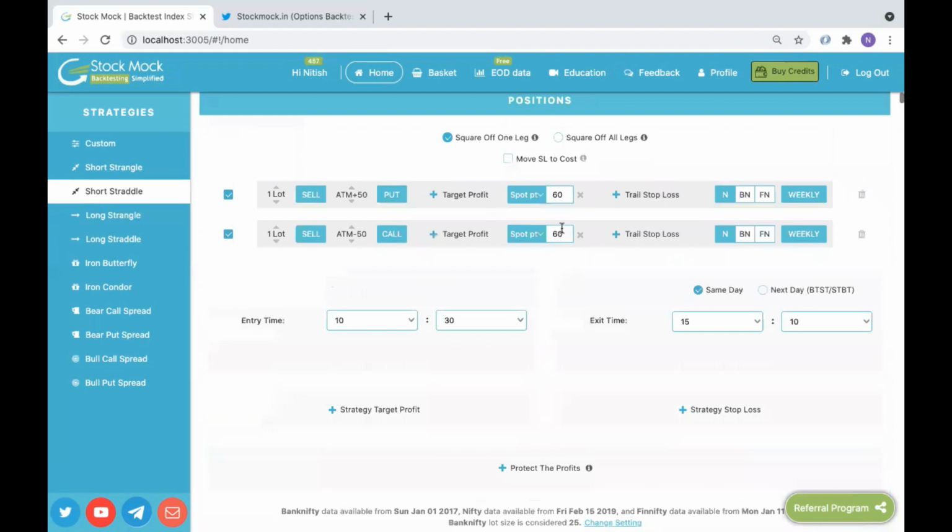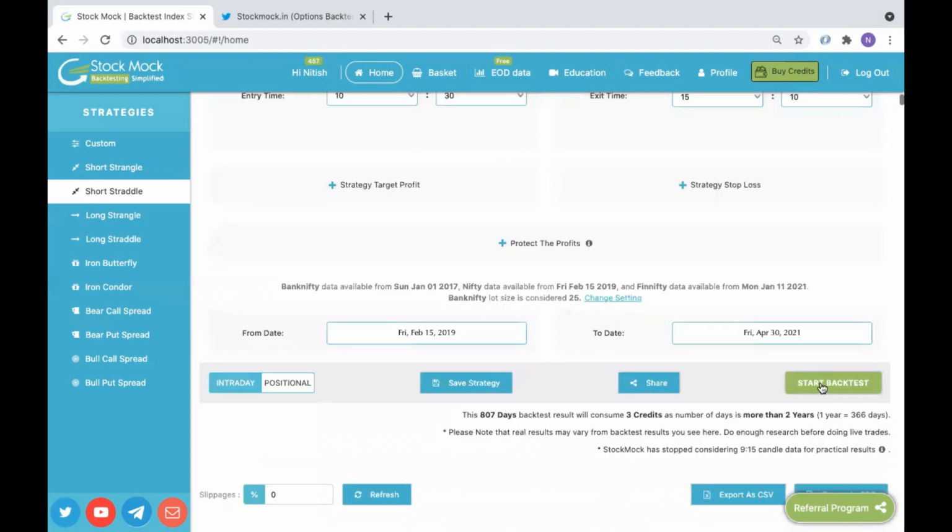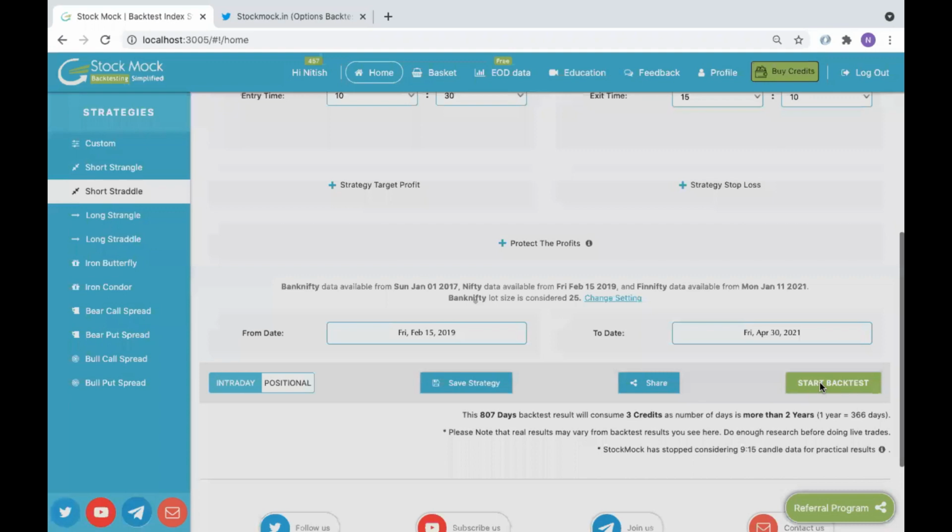So what we have done is, at 10:30 we have backtested three scenarios: ATM straddle, strangle, and inverted strangle. Let's do the spot movement of 70 points, let's say. So what do we mean? This simple inverted strangle with 70 point stop loss. Let's see how it triggers.